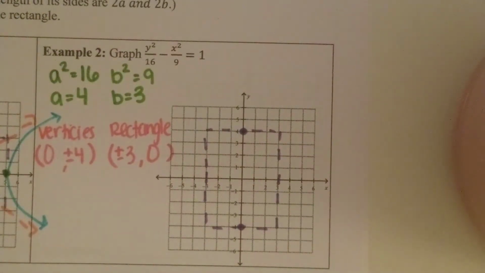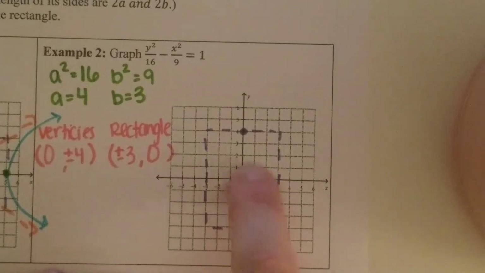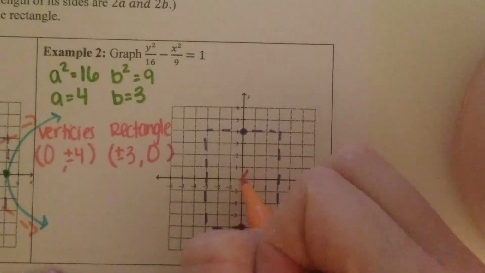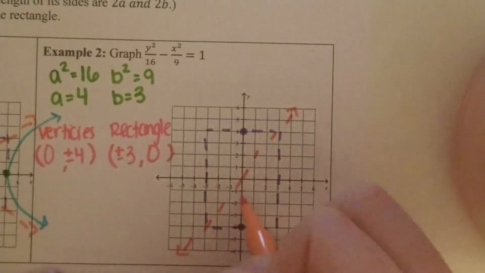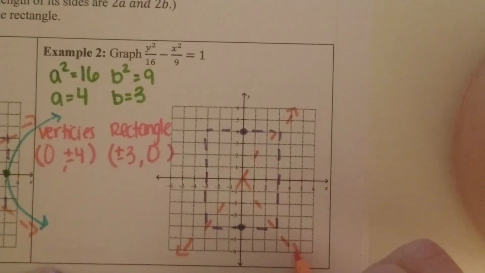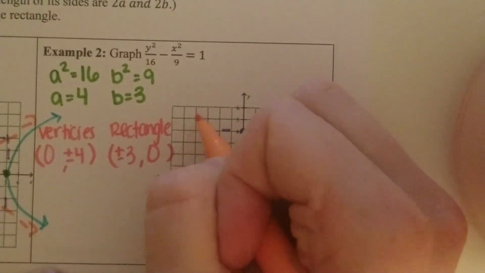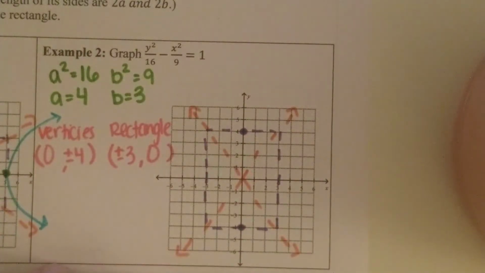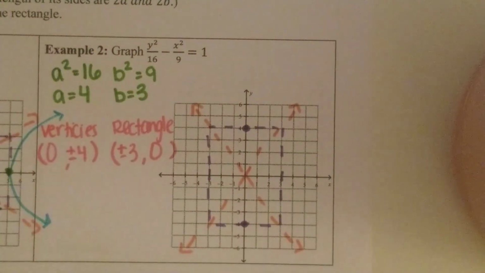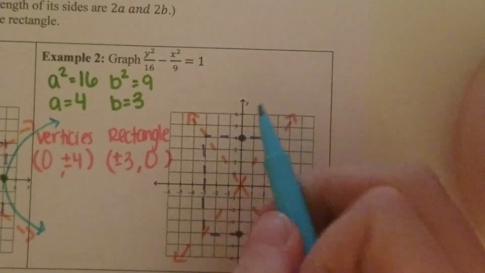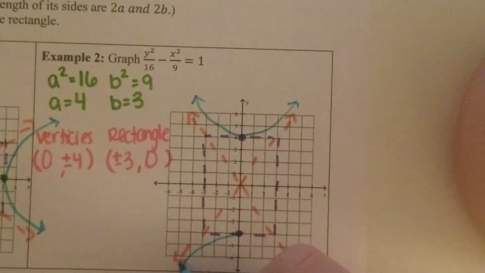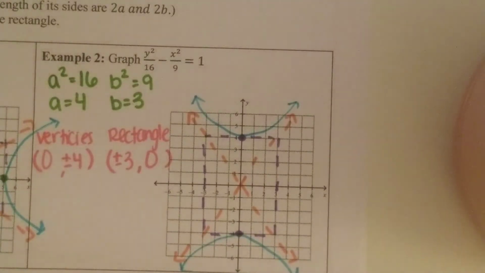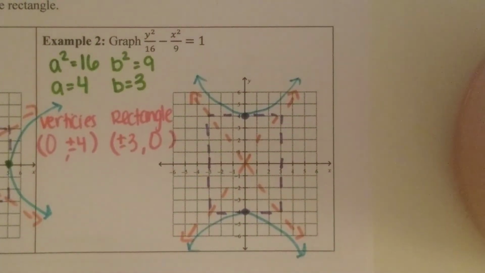Now the next thing is to draw our asymptote. So you start at the origin and you work your way out towards each of the corners of the rectangle we just created. All right, so now we have our asymptotes and we have our rectangle. All we have left to do is just graph our hyperbola. So you start at your vertices and you go towards your asymptotes, but just never ever touch them. And so there you go. That is your graph of your hyperbola.